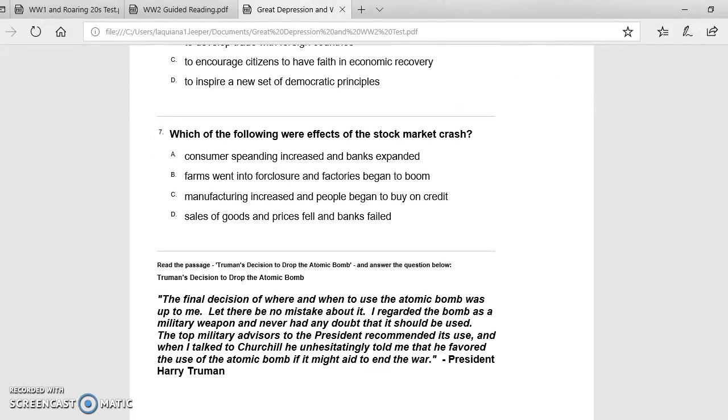Number 7, which of the following were effects of the stock market crash? A, consumer spending increased and banks expanded. B, farms went into foreclosure and factories began to boom. C, manufacturing increased and people began to buy on credit. D, sales of goods and prices fell and banks failed.